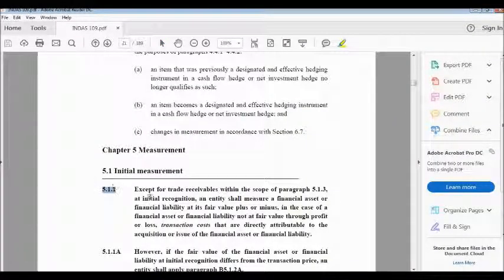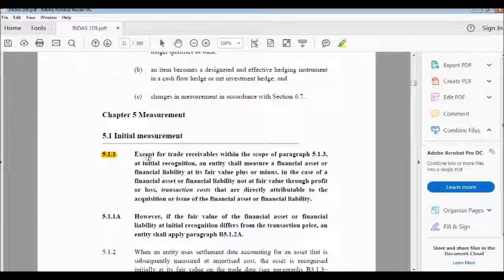Now paragraph number 5.1.1 talks about the initial measurement. It says, except for trade receivables within the scope of paragraph 5.1.3, at initial recognition an entity shall measure a financial asset or financial liability at its fair value, plus or minus, in case of a financial asset or financial liability not at fair value through profit or loss, transaction costs that are directly attributable to the acquisition or issue of the financial asset or financial liability.